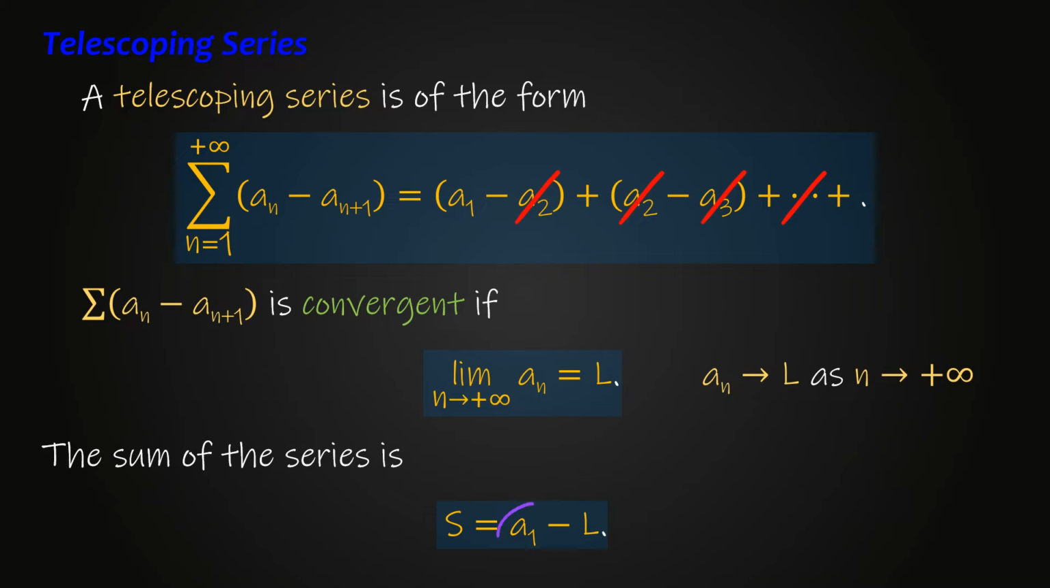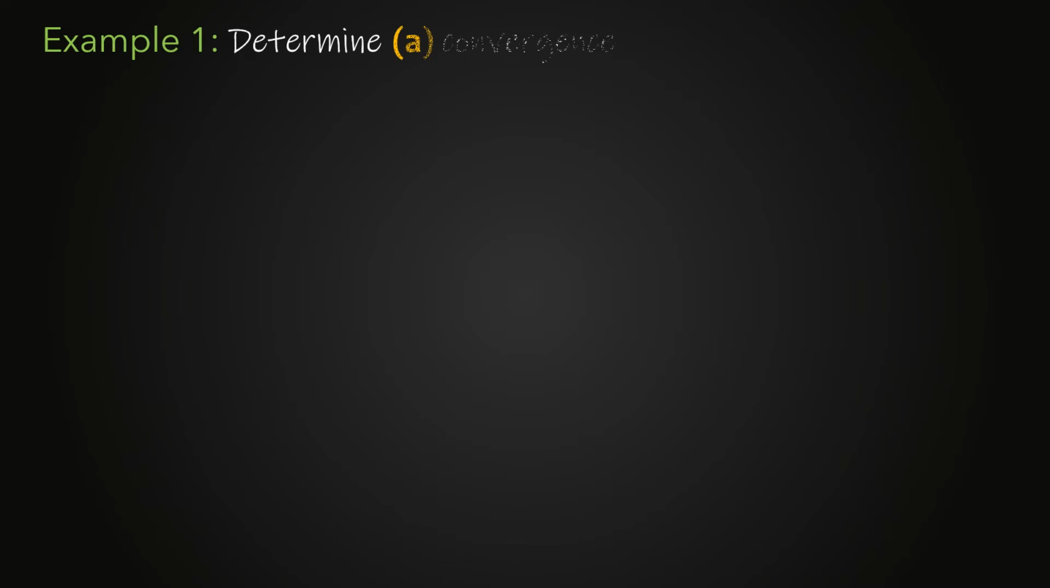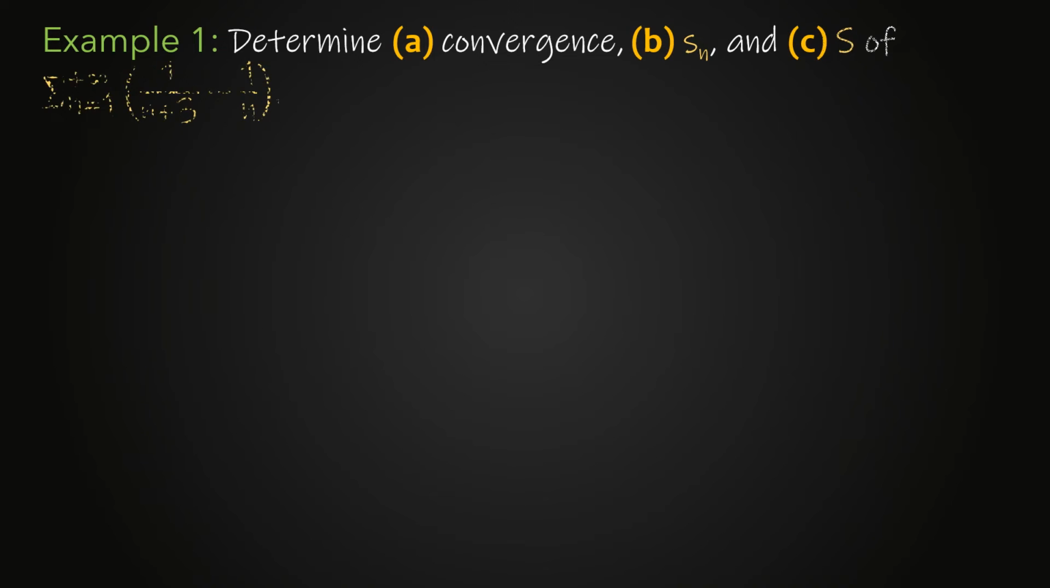Note that the first terms represent the terms that don't get cancelled, and not just the first term of the series. Example 1. Determine the convergence, the nth partial sum, and the sum of the series. Solution.